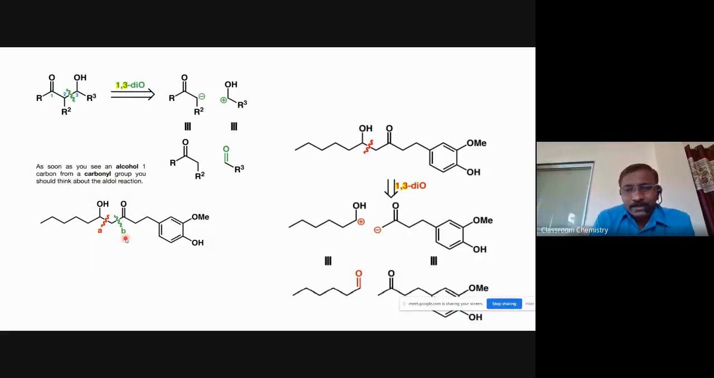Now we can see when we disconnect A, what is the product? 1, 2, 3, 4, 5, 6 hexanal. When we disconnect here we get a positive charge, here we get a negative charge. As the positive charge is near the hydroxyl group it is converted to the aldehyde, and here it corresponds to a ketone. Again, when we try such a structure we can form a double bond.